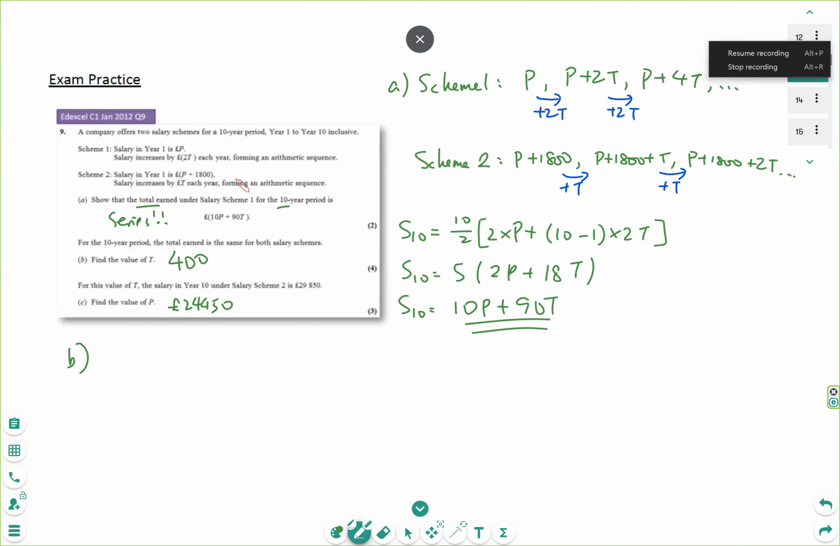So here are the final answers for part B and part C. If you got it right, well done. Let's move on to the proof after this exam practice. But otherwise, let's go for this.